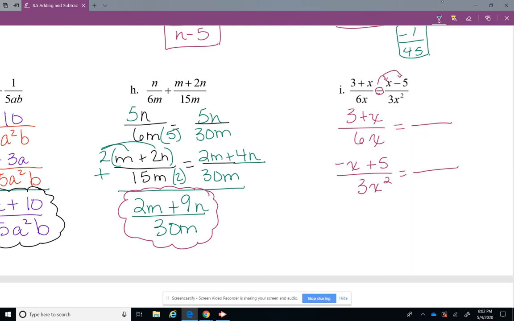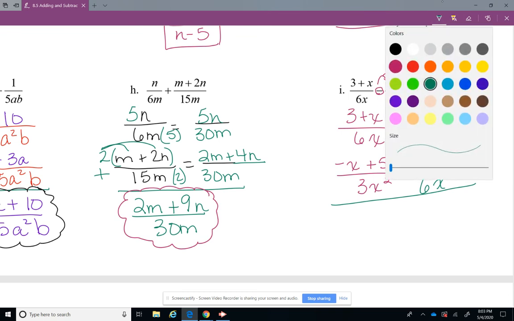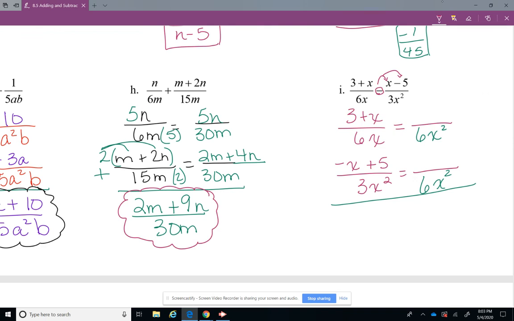I'm going to change colors. All right, now we know that 3 and 6 both go into 6. And we know the variable that has the highest exponent is x squared. So we're going to use x squared. All right, now for the bottom one, we'll start with it. 3 times what is 6? So we know that's going to be a 2. I'm going to change it to a different color. 2. And then x squared times 1 is x squared, so I only have to multiply it by 2.